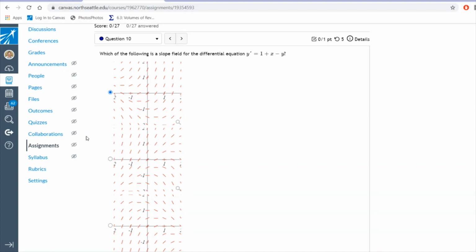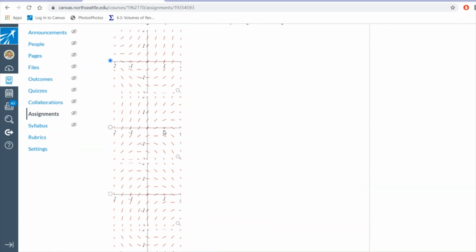So let's try another easy point. Let's try (1, 0). What would happen if we plug (1, 0) into this equation? We would have y prime equals 1 plus 1 minus 0, which gives us 2. So the slope at the point (1, 0) should be equal to 2. In the graph that's already selected at the top, this one does look like it has a slope of about 2, if you look at this little snippet right here.